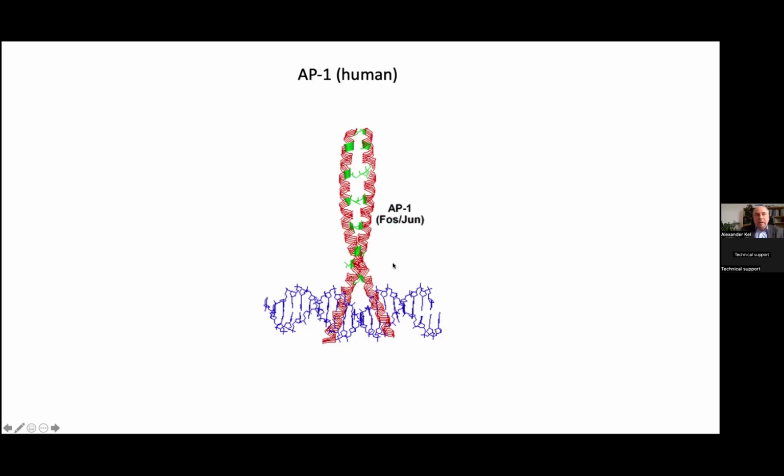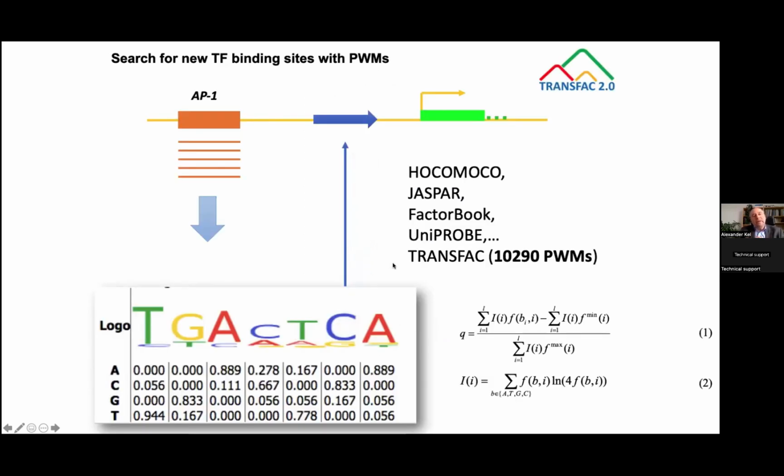And a big part of TRANSFAC is actually concerned with recognition of binding sites in any sequence. And why do we need to do the prediction, the recognition of binding sites? Because so far we are still very far away from knowing all functional binding sites in the genome. And I talked about that before. So we have so many transcription factors in various cells which are functioning in various conditions, and they can bind to their consensus sequences in DNA.